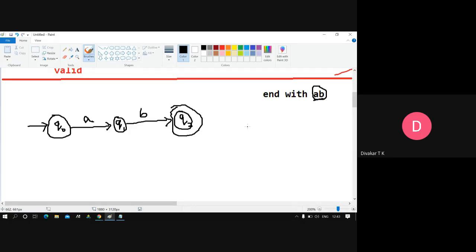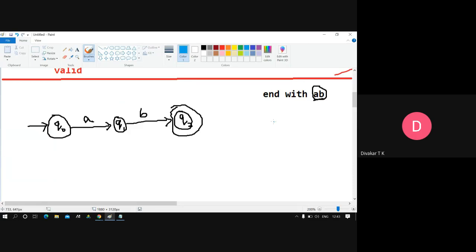Understood, everyone? Got the clarity? Perfect. Okay, any queries, guys? No, sir. Very good, perfect. Now closely observe here. It is not a DFA diagram. I wrote some diagram, but it is not a DFA diagram.